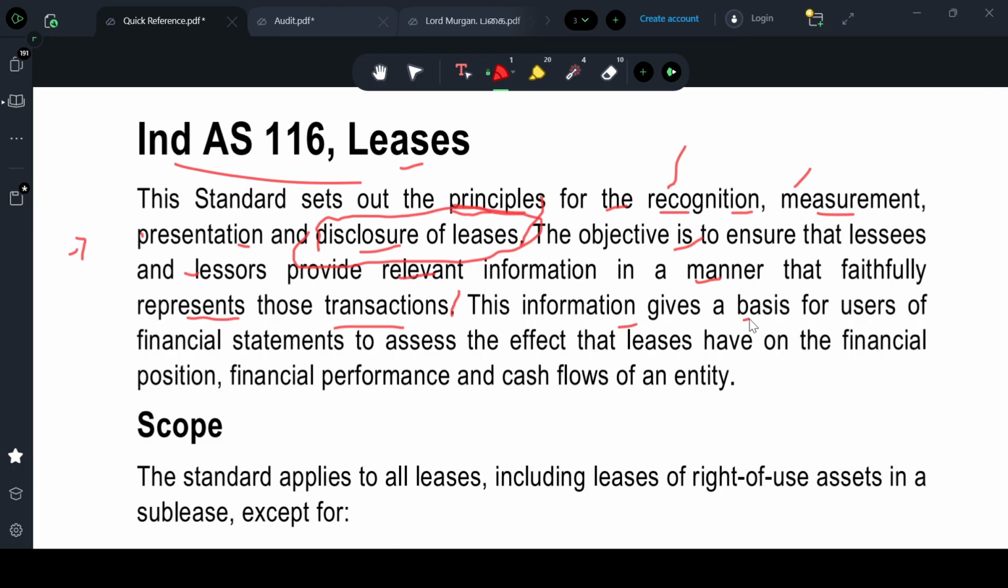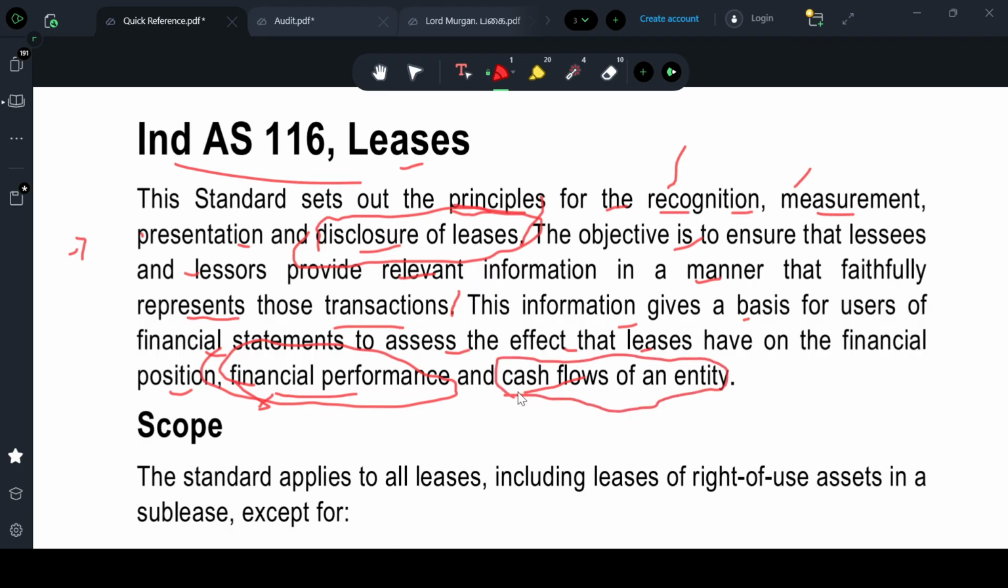The information gives users of financial statements a basis to assess the effect that leases have on the financial position, financial performance, and cash flow of the entity. So how this lease affects the financial position, whether the lease is an asset or liability, and the financial performance, whether our performance has increased, whether our opportunity cost has increased, or there is a problem, and cash flow.